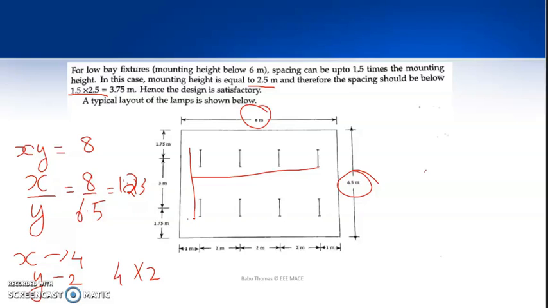Now this is a problem where the cavity ratios and the wall reflectances are given, and you need to calculate the coefficient of utilization by yourself. And this question can also be asked directly by giving the coefficient of utilization. Under such a condition, the parameters which will be given are the area, the lux level, the coefficient of utilization, LLF, and the lumen.